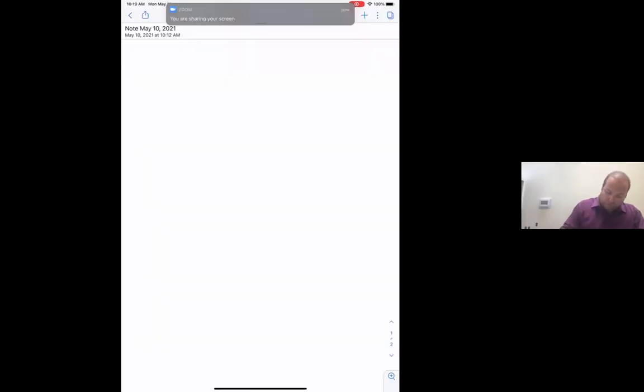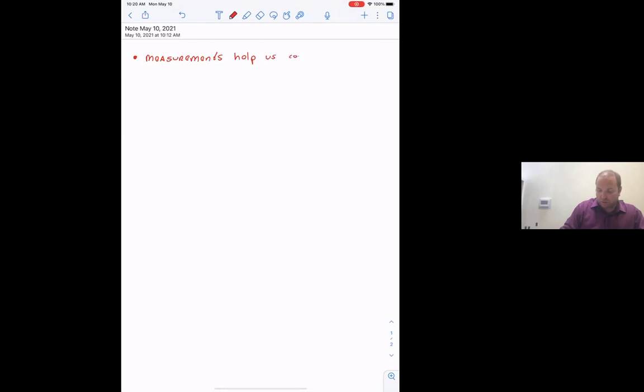And we have a couple of principles that we would like to write down. These principles are as follows. Principle number one: measurements help us compare objects and help us understand how they relate to each other.